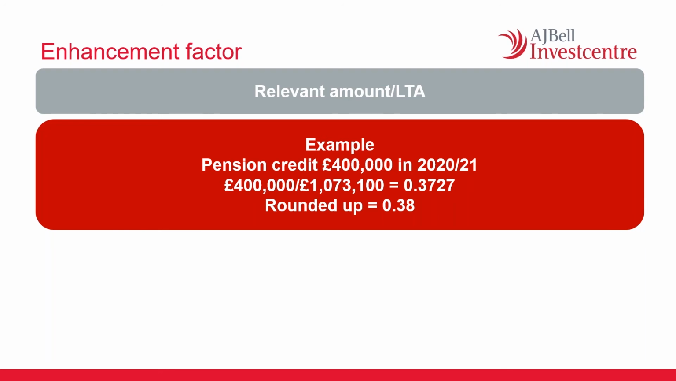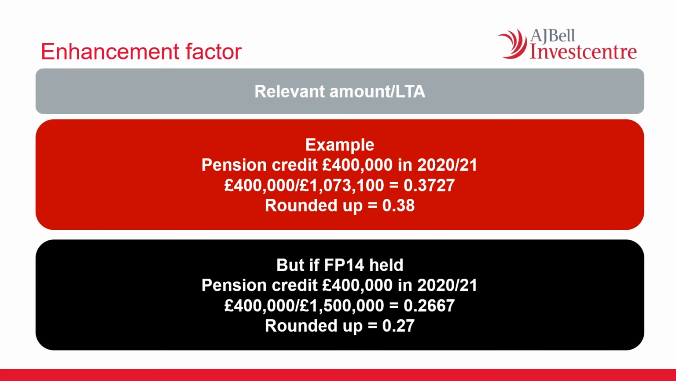Just a little one here: if somebody has fixed protection or individual protection, when you calculate the enhancement factor, it will be based on their individual lifetime allowance, not the standard lifetime allowance. So for example, if somebody had fixed protection 2014, and again they got pension credit of £400,000 in this tax year, you do £400,000 divided by 1.5 million, because that's their protected lifetime allowance, to work out the enhancement factor, because when you come to take benefits, you're going to be enhancing 1.5 million, not the standard lifetime allowance. So that one then is 0.267 in this example, which rounds up to 0.27.